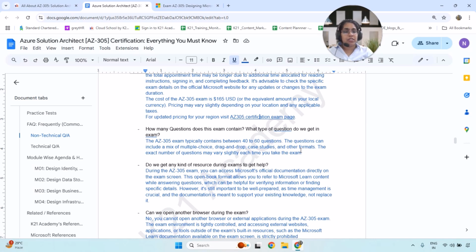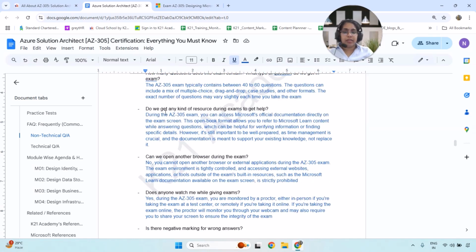Now, the next question we hear a lot is, do we get any kind of resource during the exam to get help? Yes, during the AZ-305 exam, you can access Microsoft's official documentation, directly on the exam screen. Microsoft recently introduced the concept of an open book exam, which means they provide you with the MS Learn link on your certification page, from where you can navigate, go through the MS Learn documents, and look for your answer.